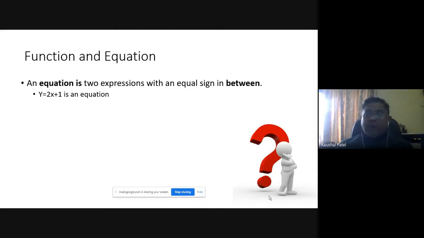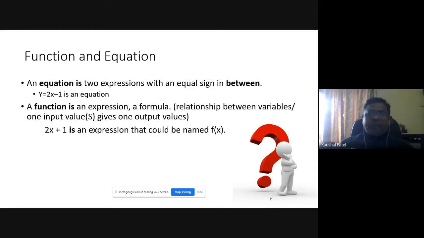So an equation is two expressions with an equal sign. Here we have two expressions: one is y, the other is 2x plus 1. And we may have an equality sign between these two expressions. So y, again, is a variable, fine. X is a variable, but it is considered as an expression. There are two expressions with an equal sign.